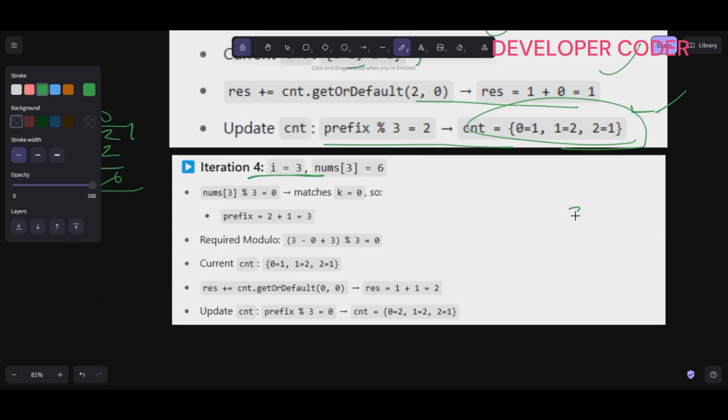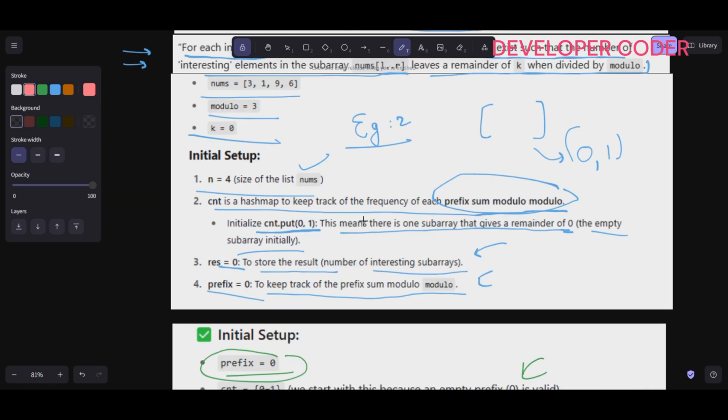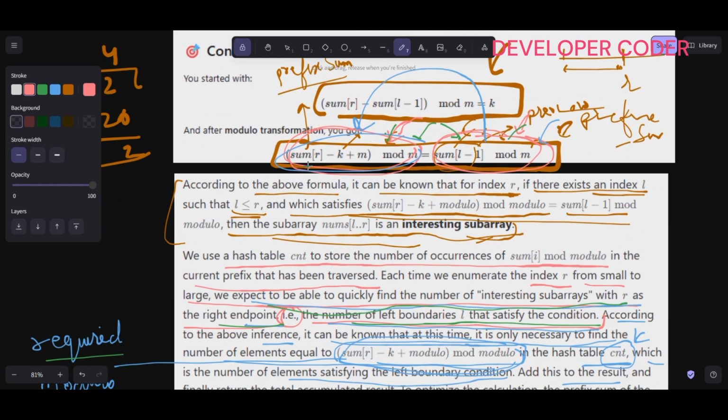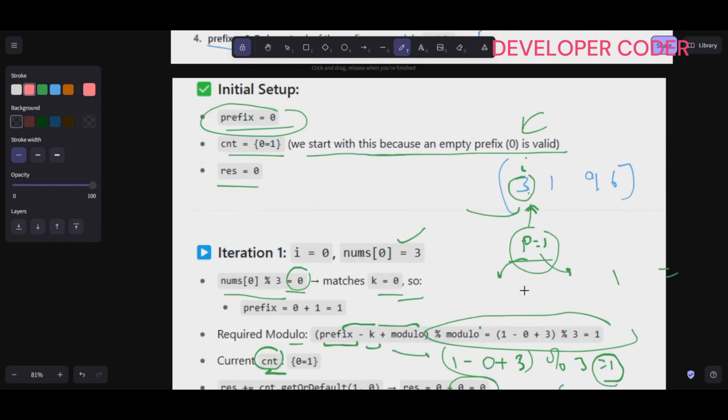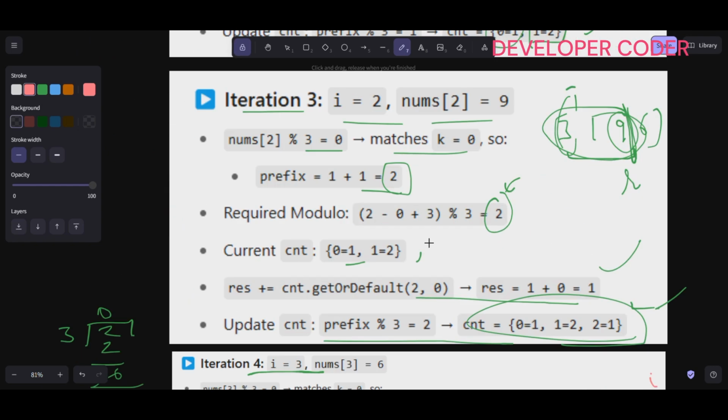Now see here, iteration 4: 3, 1, 9, 6. Until here your i reaches here. So here, with this 6, the prefix is going to become 3. Until here the prefix is 3. Now, what is your required modulo? Your required modulo is 0, because we are applying this formula: sums of i minus r plus k, mod m. This is the right side boundary formula. In this formula, we are getting a required modulo of 0.